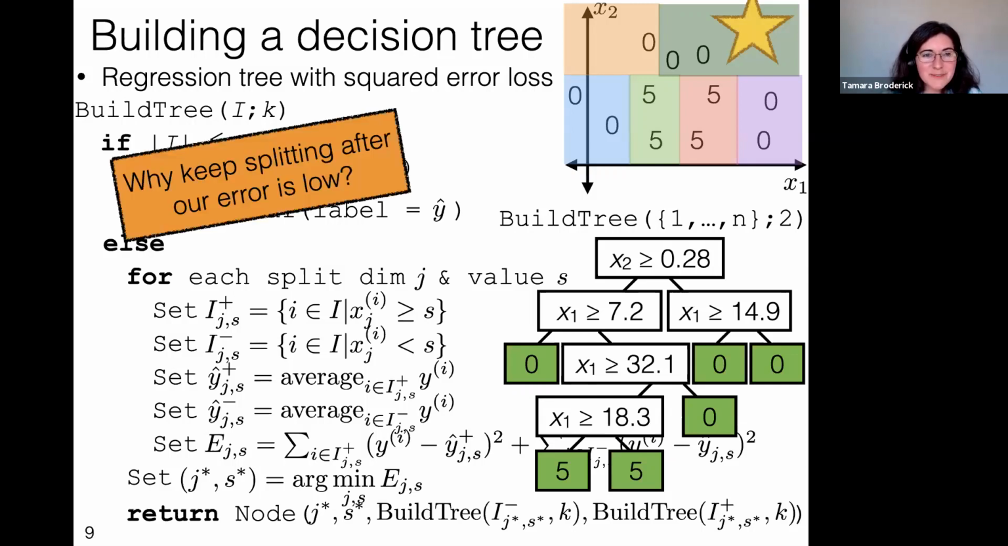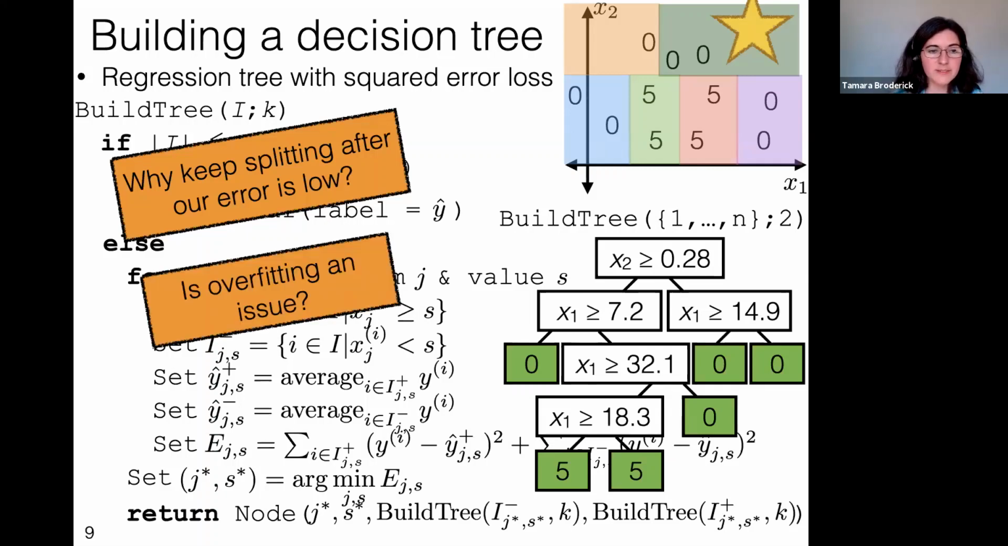Now, an observation that we could make here is, well, we didn't have to keep splitting. At some point we actually had 0 error. So why would we keep splitting? Maybe we should stop splitting at 0 error. Maybe an even better idea, for regularization purposes, is to stop splitting after our error gets quite low. Maybe we should just check if our error is too high or not.